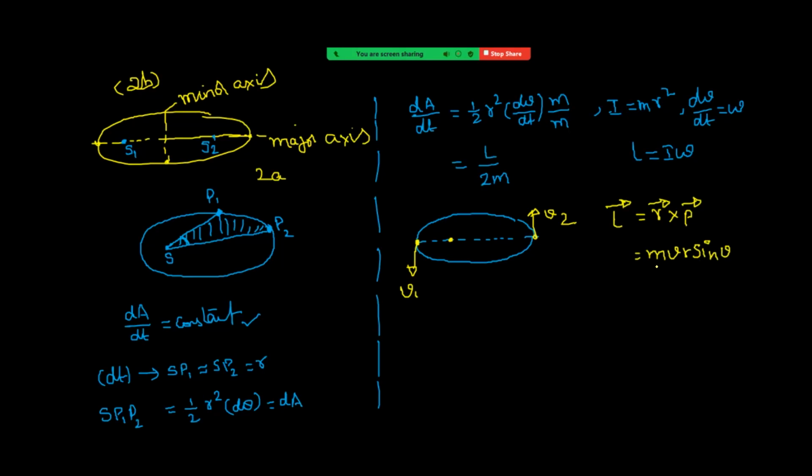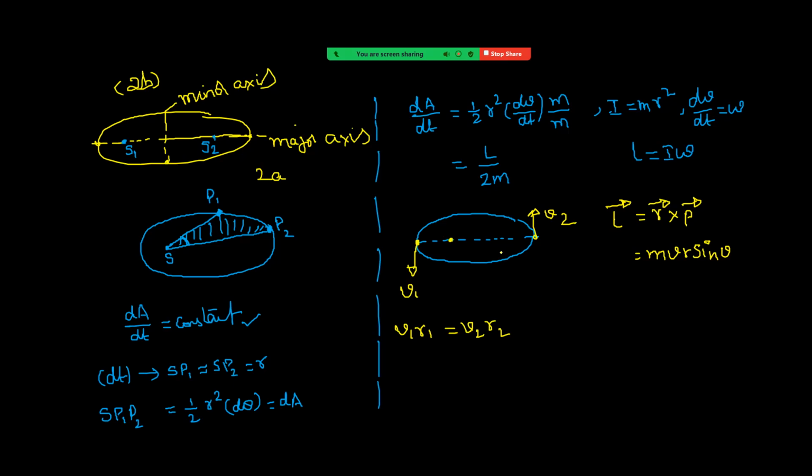Okay. Here mass is a constant. So the remaining, V r sine theta, is a constant. Now, if you apply this at minimum separation and maximum separation, then the angle becomes 90. Suppose separation is here R1 and this is R2. We can write the first condition: V1 R1 is equal to V2 R2.